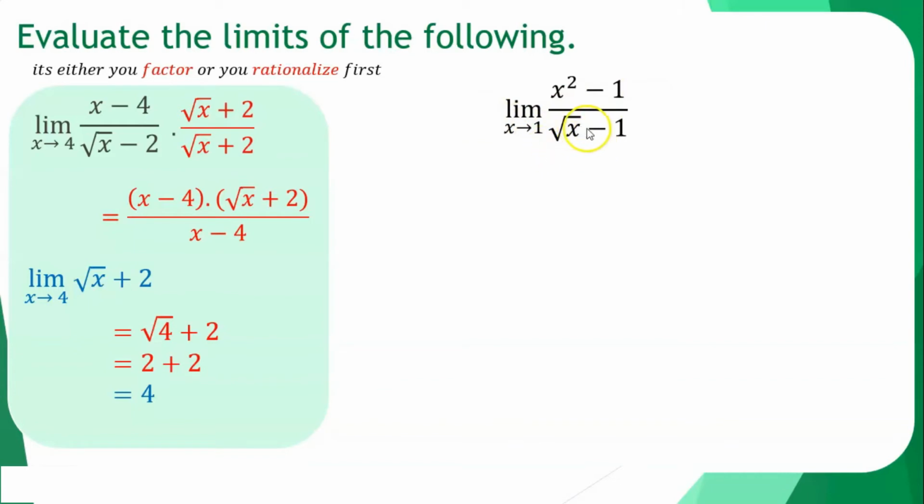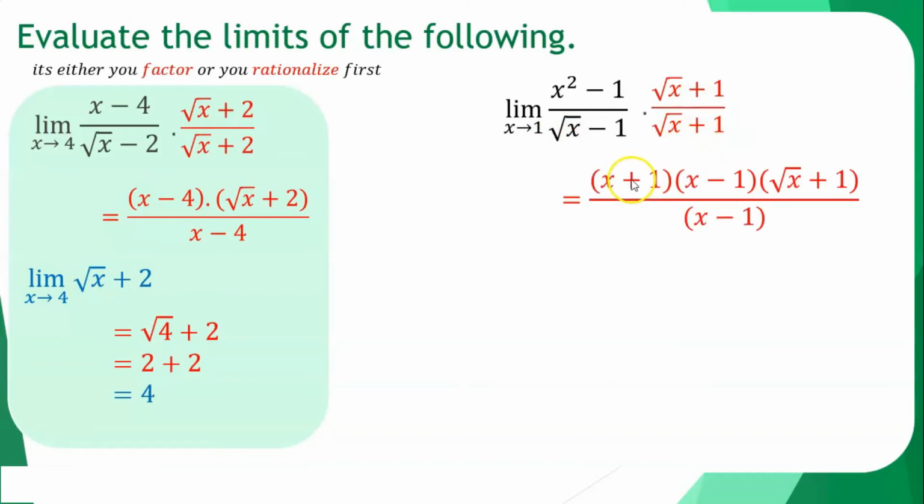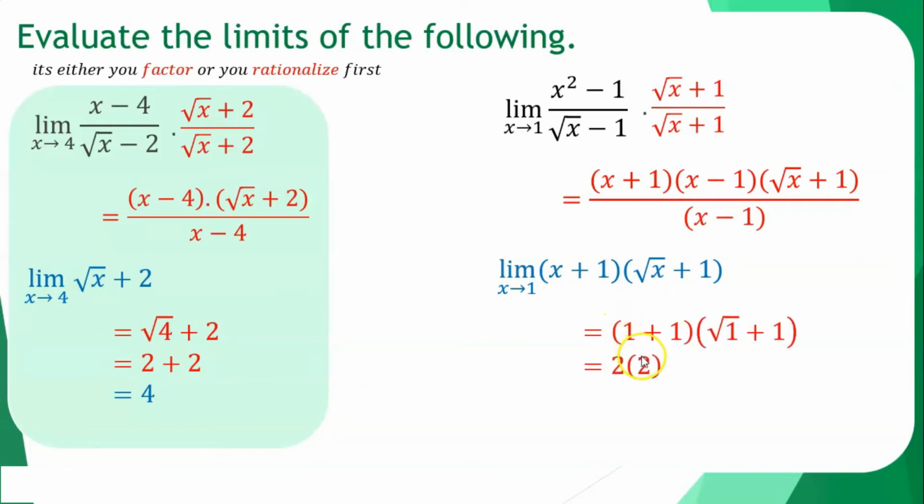So take note, our conjugate here would be the square root of x plus 1. Simplifying this, we can rewrite x minus 1 as (x plus 1) times (x minus 1). The square root of x times the square root of x gives x, and negative 1 times 1 gives negative 1. At this point, we can cancel this, so we're left with the limit of x plus 1 over the square root of x plus 1 as x approaches 1. Substituting and simplifying, we end up with 4.